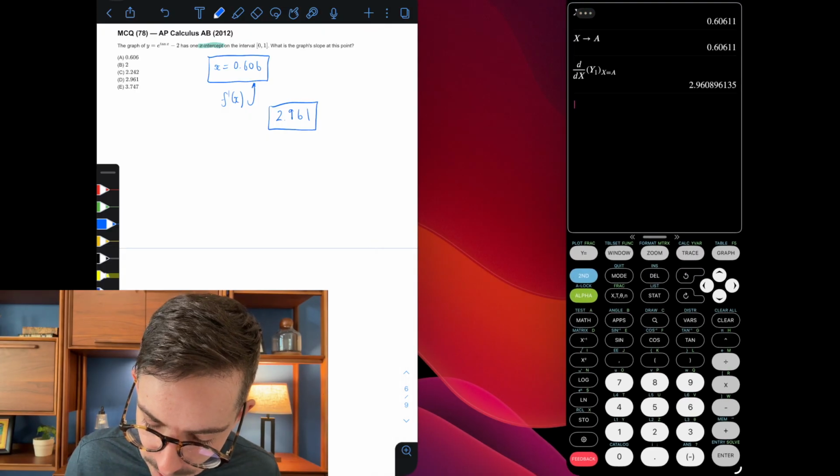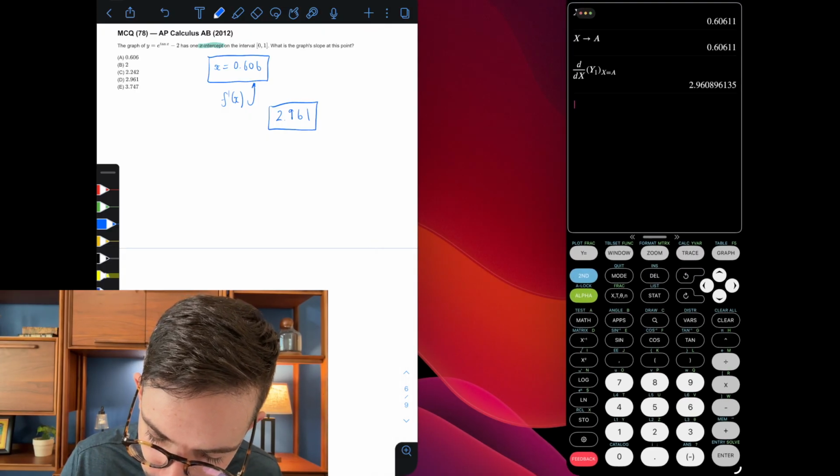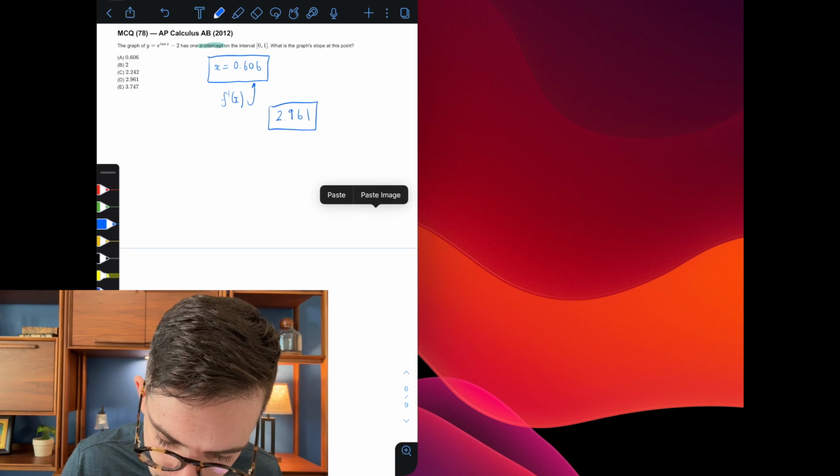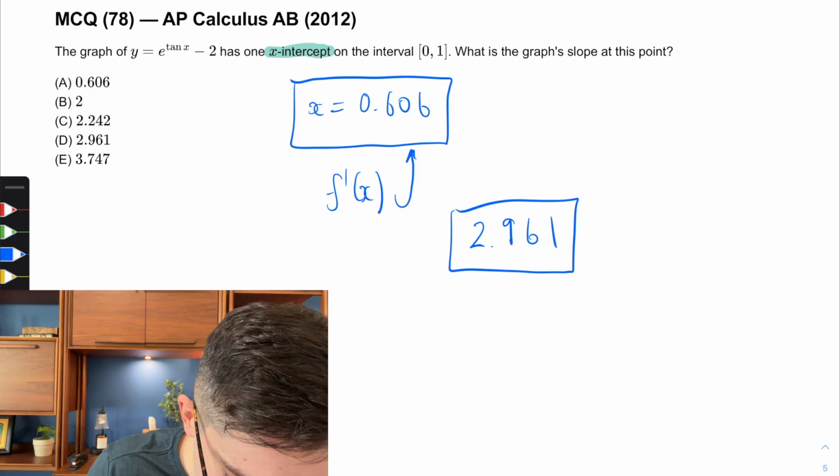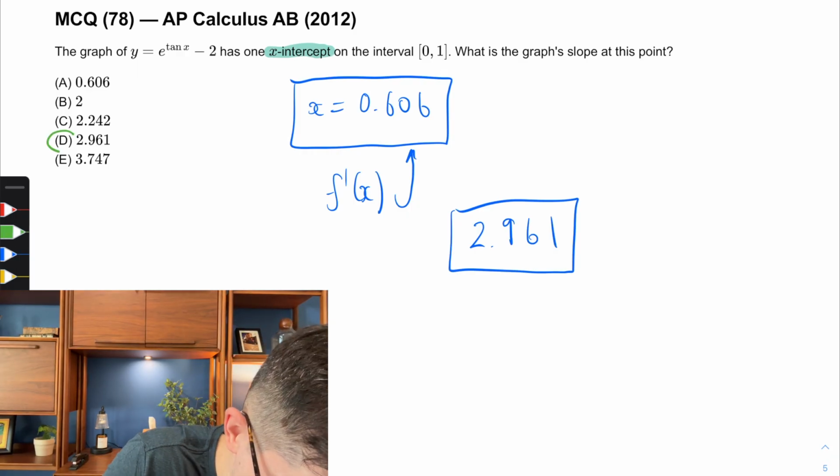Let's clear away my calculator. And is that one of my answer choices? It is indeed. Thank goodness.